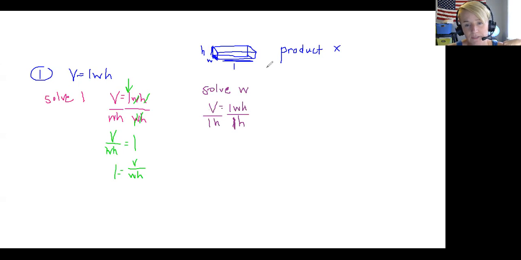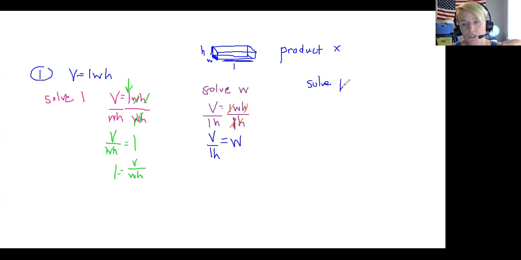So exactly what I was hoping to happen. The length and the height will cancel. So that just leaves me with a W on this side. So W equals volume divided by length times height. And the last one says solve for H.